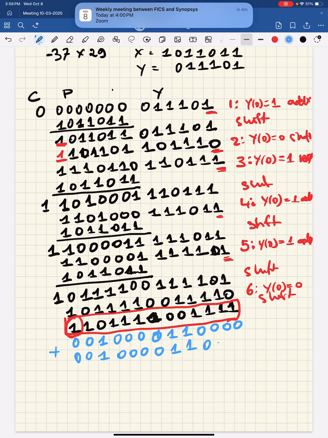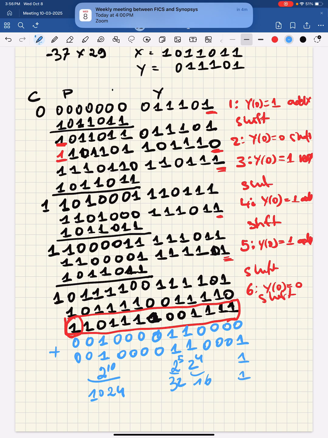0, 1. So what is this number? 1, 2, 3, 4, 5, 6, 7, 8, 9, 10. So this is 2 to the 10. 1, 2, 3, 4, 5. This is 2 to the 5, and this is 2 to the 4, and this is 1, 2 to the 0. So 2 to the 10 corresponds to 1024. 2 to the 5 corresponds to 32. 2 to the 4, 16, and then 1.